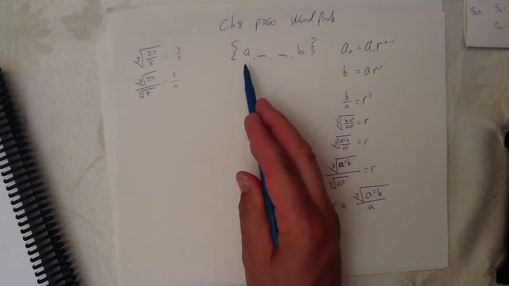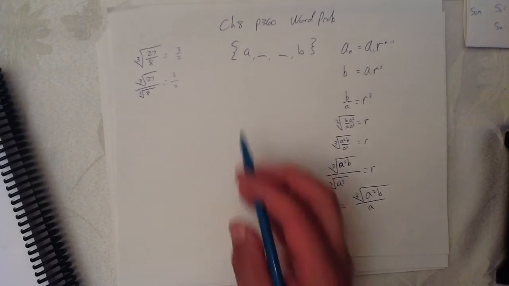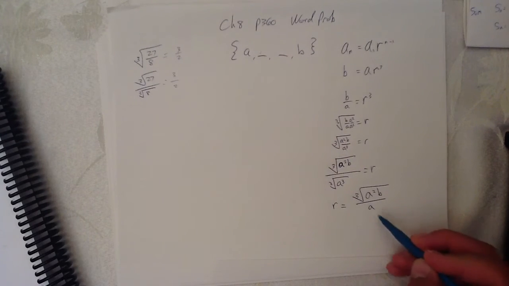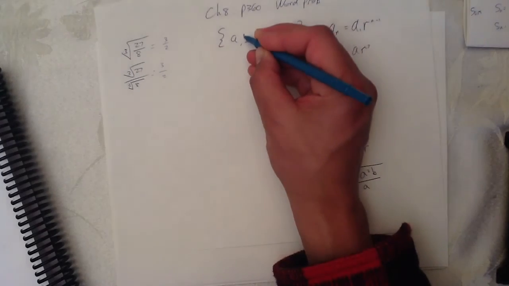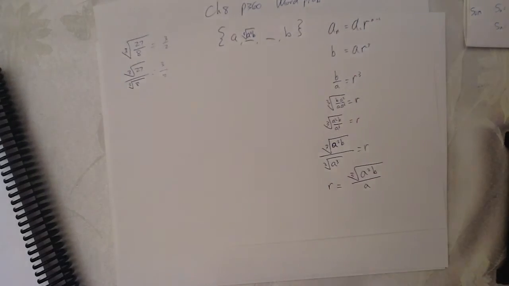Well, we multiply a term by R to get the next term. So the next term right here will be A times this crap. Well, A times this crap will just cancel the A's, and we've got nothing left but the cube root of A squared B. So that's the second term.